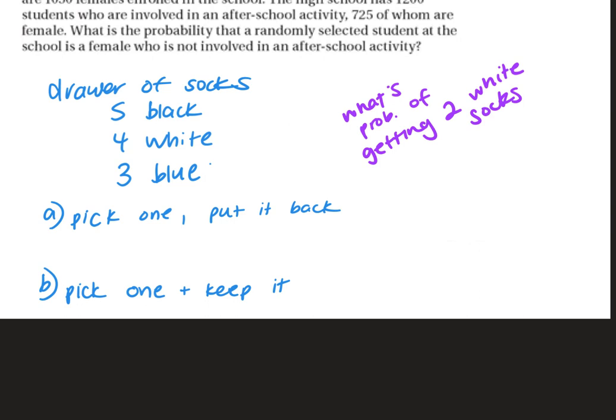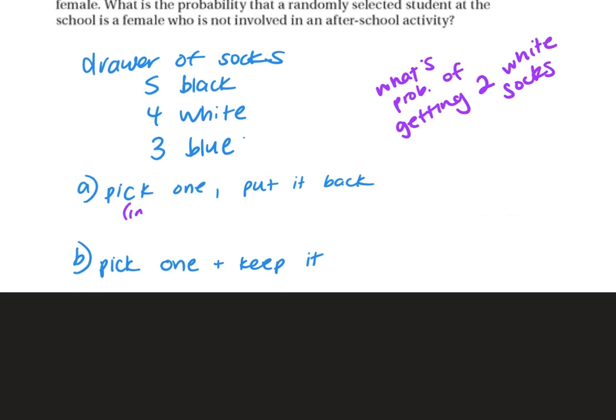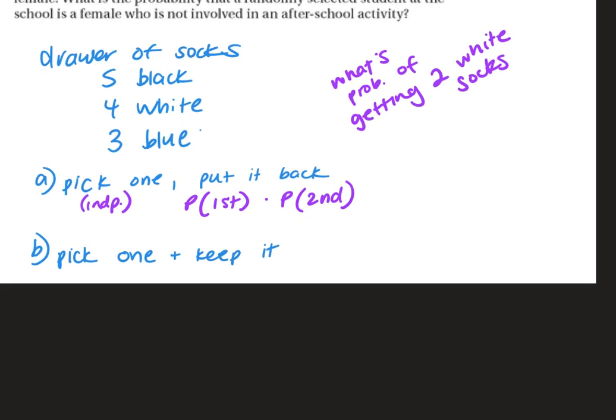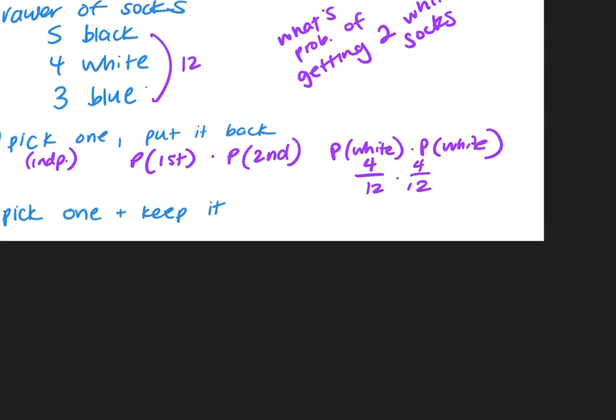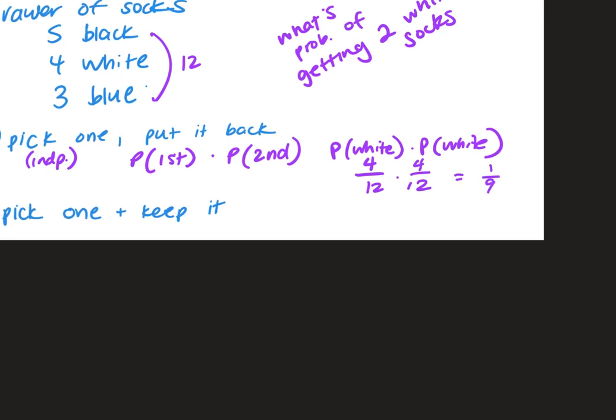So is A independent or dependent? Independent, because you put it back. And for this one, we do probability of first times probability of second. So probability of getting the white times the probability of getting a white. There are 4 white socks out of a total of 12 socks. And then the second time, because it's independent and you start with the same set, it's still 4 out of 12. So 1/3 times 1/3, or 1/9.